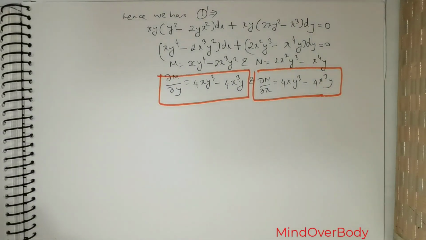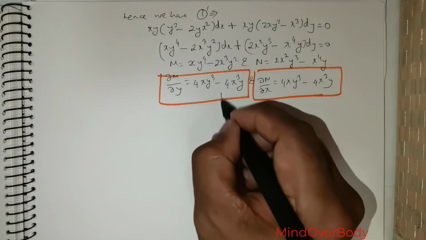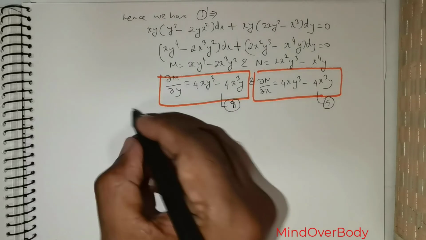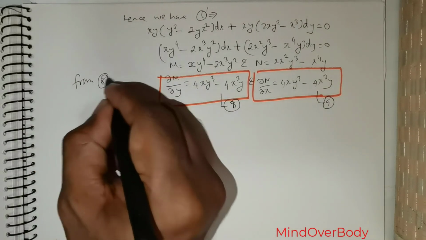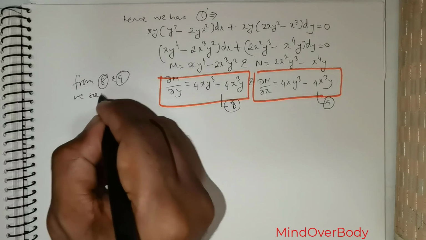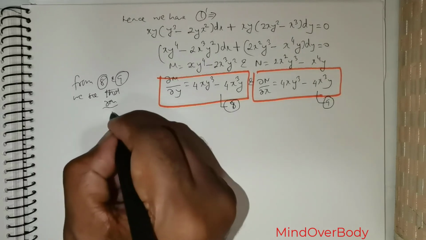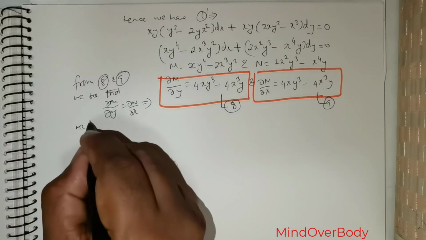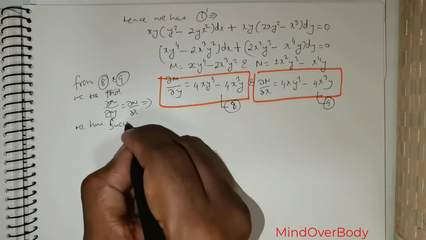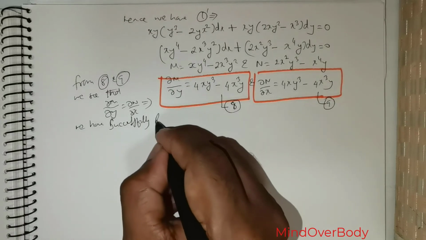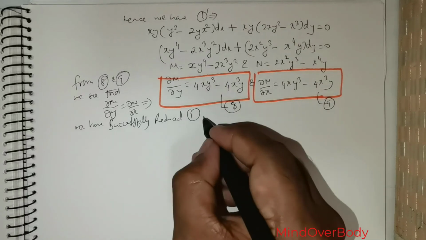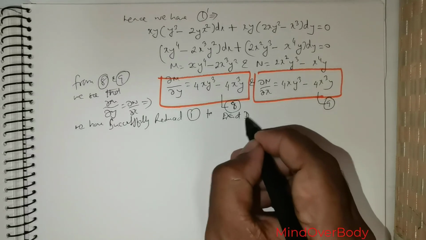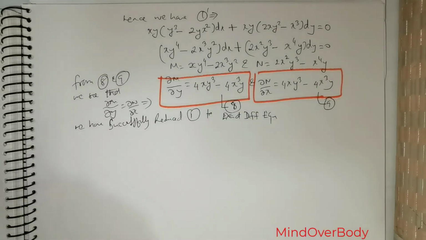So if you have to take it as say 6 or 7, probably 8 and 9. From 8 and 9 we see that dou m over dou y is equal to dou n over dou x. So this means we have successfully reduced 1 or 1 dash to exact differential equation, right?